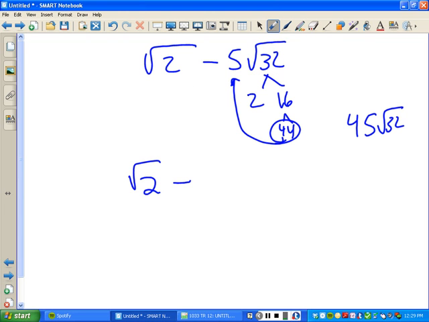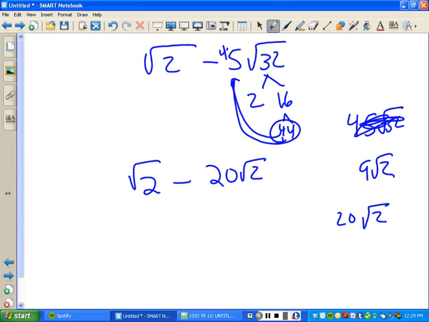No, it's not that. But here's the more important question. Is it 9 square roots of 2, or is it 20 square roots of 2? 20. It is 20. You're going to multiply the 4 when it comes out. It's going to be 4 times 5, and you're going to get 20 square roots of 2. I do see a lot of people who want to add those or subtract them, and you don't do that.